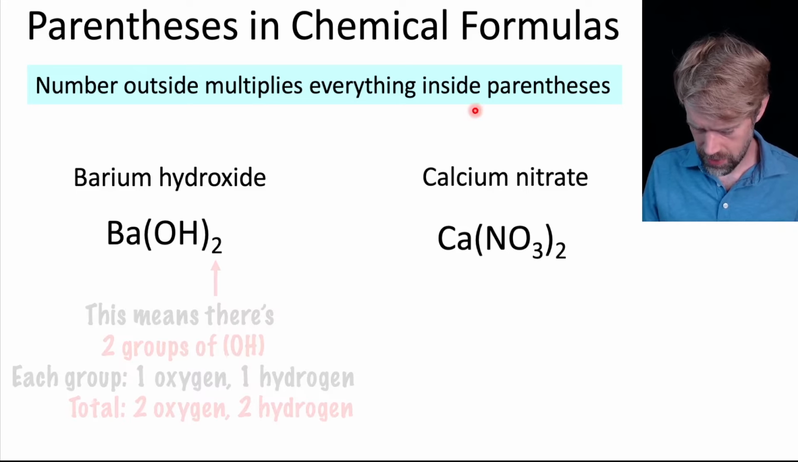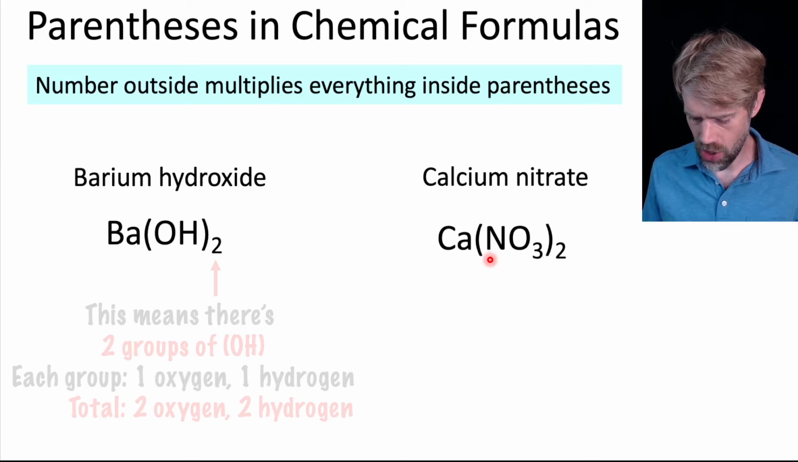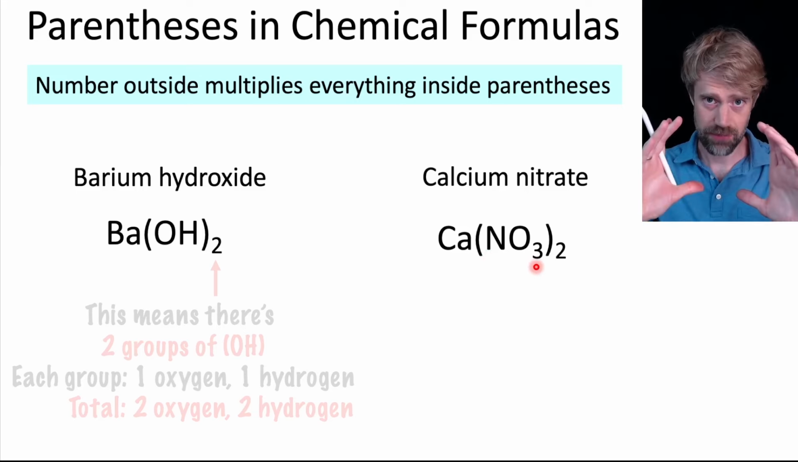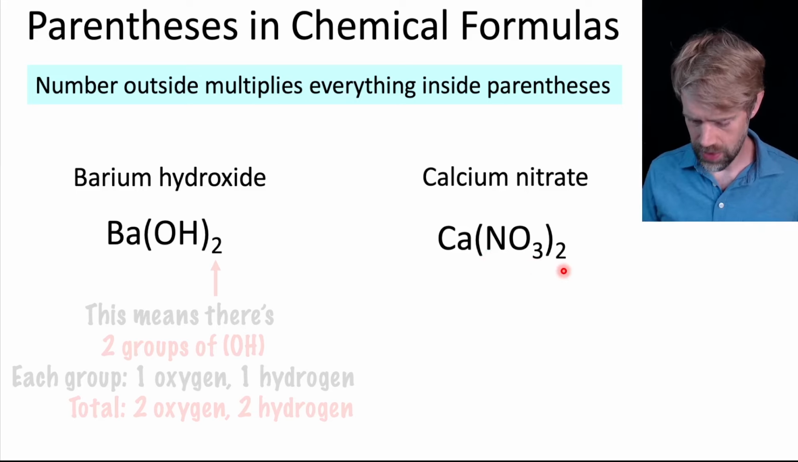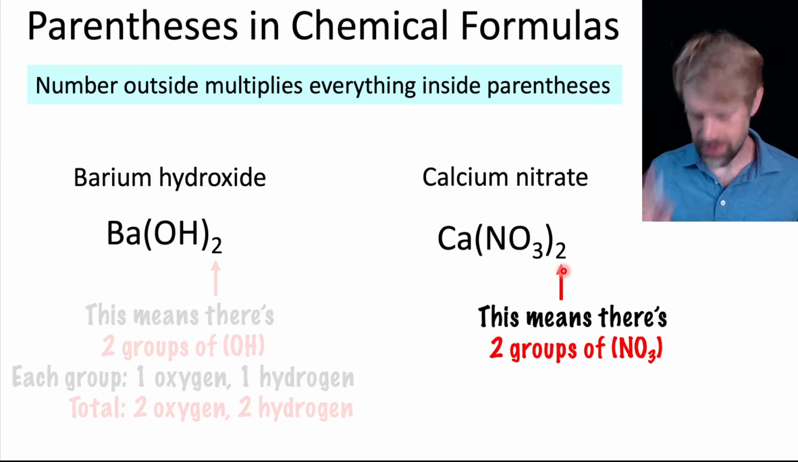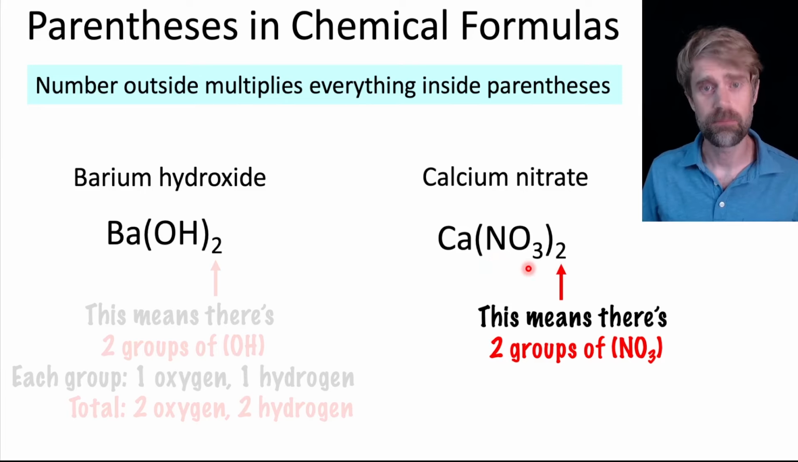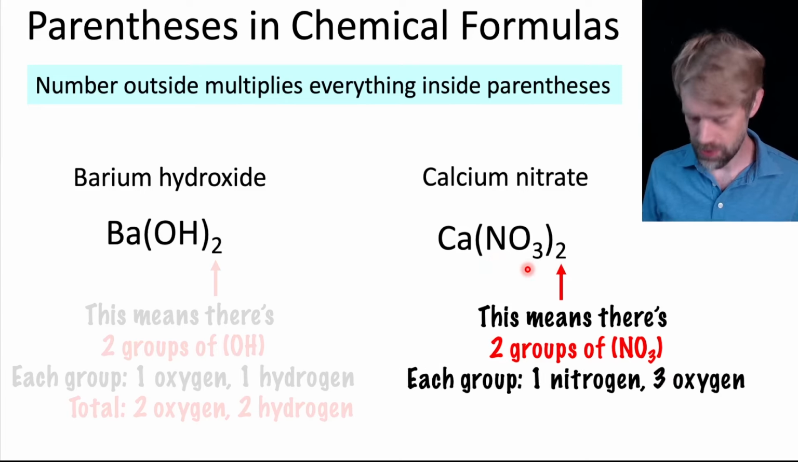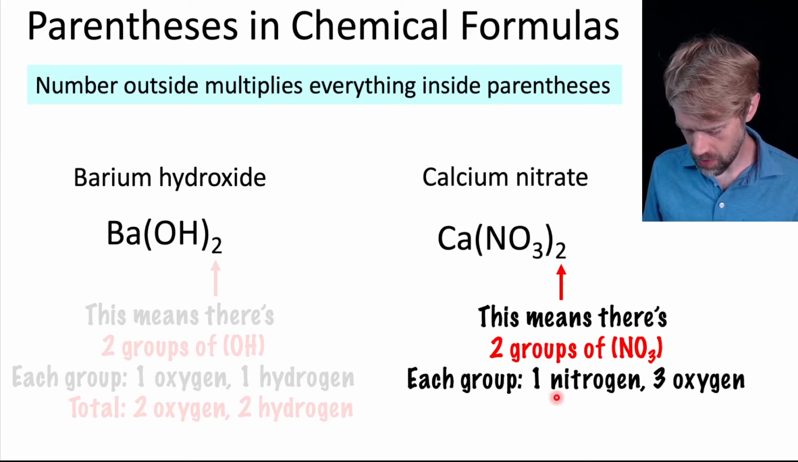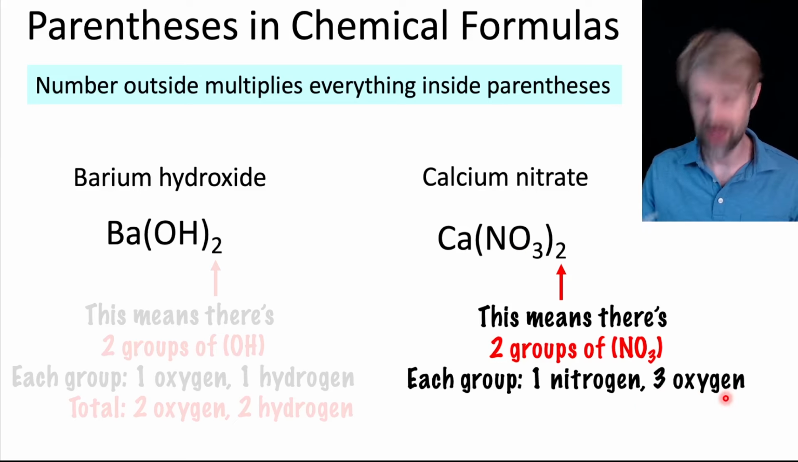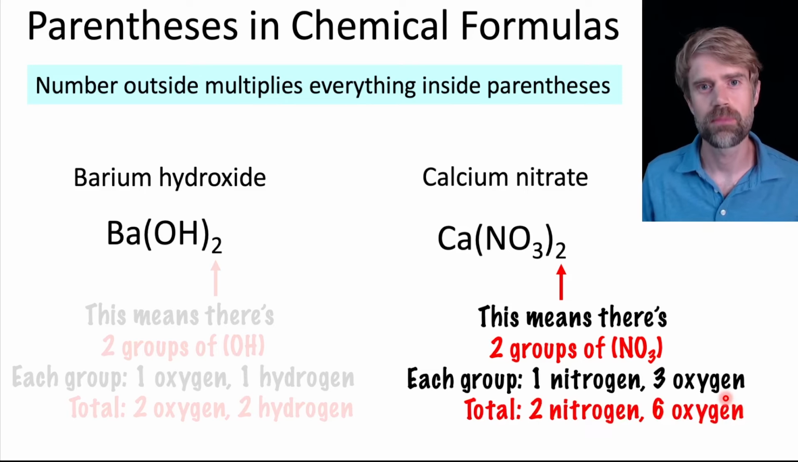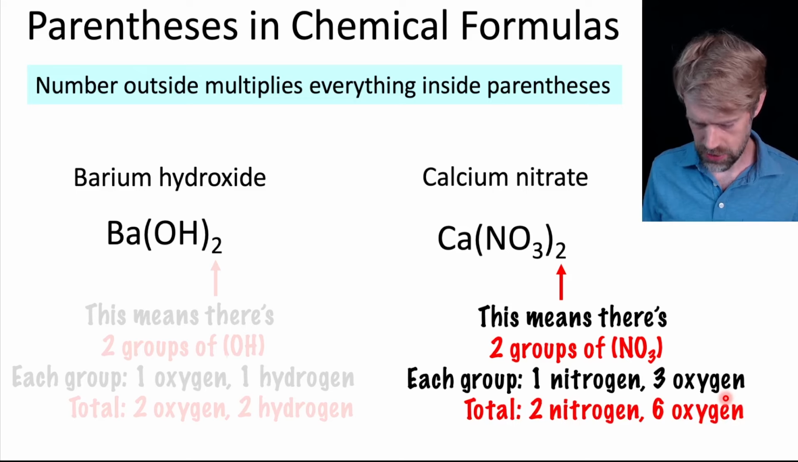Over here on the right, calcium nitrate, NO3. Then we have parentheses, and there's a 2 outside the NO3. So that means that in total, we have 2 groups of NO3. Now, each group has 1 nitrogen and 3 oxygens. We have 2 of those groups, which means that we have in total 2 nitrogen and 6 oxygen.